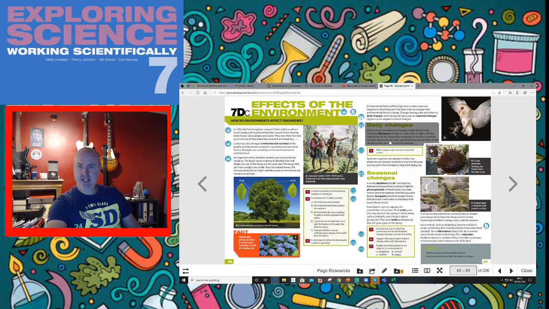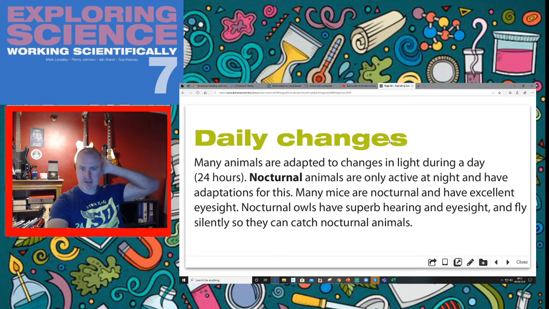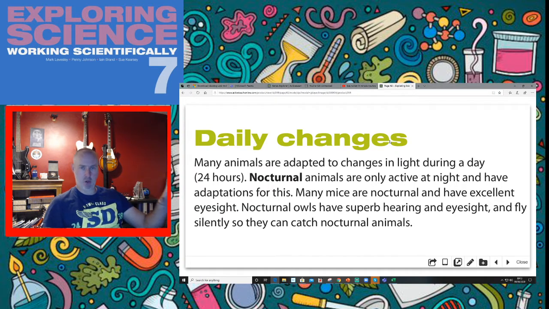Right, and daily changes. Very little in terms of daily changes. Really, we look at plants opening and closing the flowers throughout the day and night. Now, why would a plant do that? Why would a plant bother opening its flower during the day and closing its flower at night?